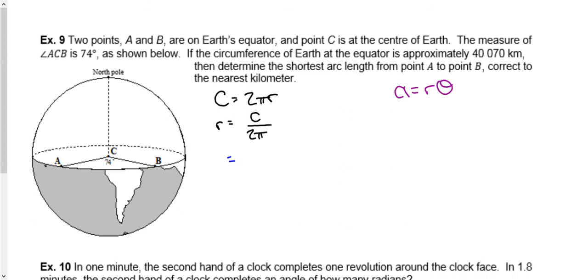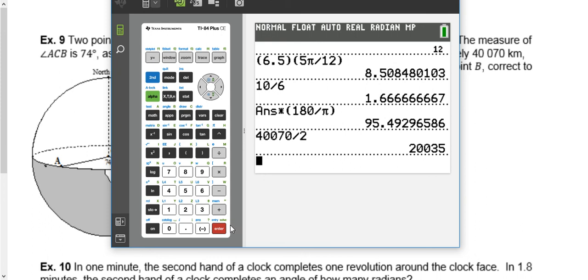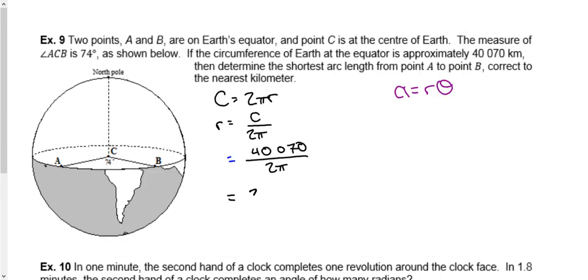So our circumference that we had initially was 40,070 kilometers, and we're going to divide that by 2 pi. And in this case here, I'm going to try my best to keep this as an exact value. So I'm going to go 40,070 divided by 2. And notice that I'm not using pi there with my division, I'm just dividing by 2. So I'm left with 20,035. This is all going to be divided by pi, and that I'm going to leave as exact values. That's easier to write over here than a big long decimal answer.